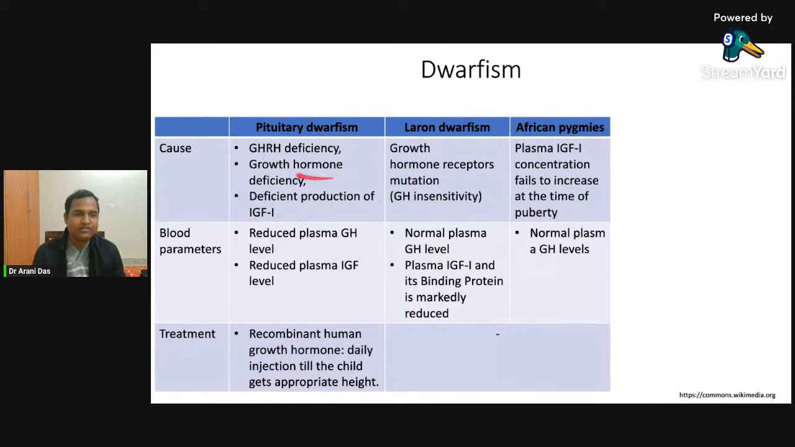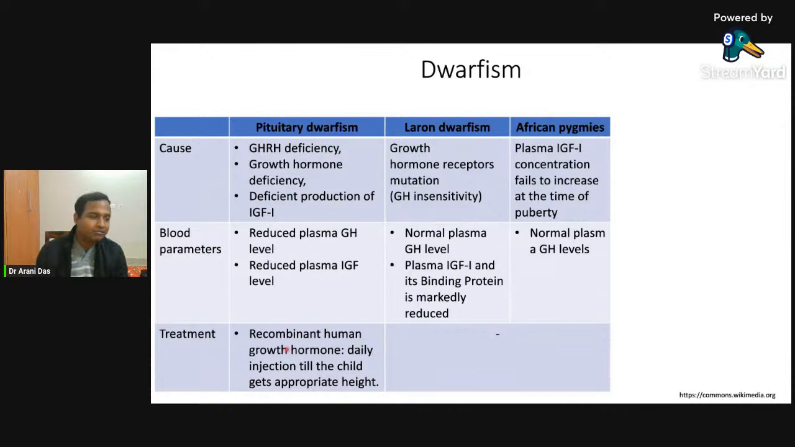Now what happens in pituitary dwarfism? There is growth hormone releasing hormone deficiency at the level of the hypothalamus, growth hormone deficiency at the level of the pituitary, or deficient production of IGF-1 at the level of the liver. All of these produce dwarfism. It is called pituitary dwarfism because growth hormone deficiency is the most common cause. The blood parameters will show reduced plasma growth hormone level and reduced plasma IGF-1 level. The treatment option is still available, which is recombinant human growth hormone supplementation, given as a daily injection till the child attains appropriate height. So pituitary dwarfism can be reversible with this recombinant technology or growth hormone injection.